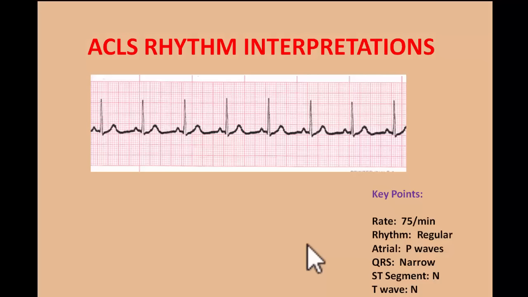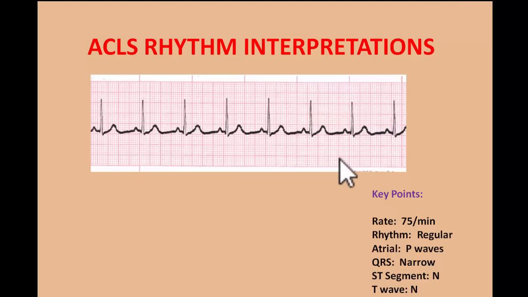Now, here is a rhythm strip. Take a moment and see what this represents. Okay, as soon as you see a rhythm strip, these are the points we need to go through. Okay, what is the rate? The rate is determined by the RR interval, and here are 1 second marks on the ECG paper.